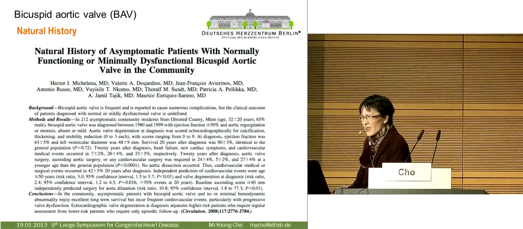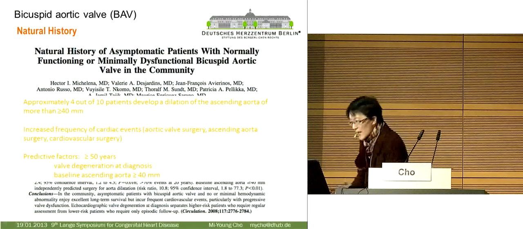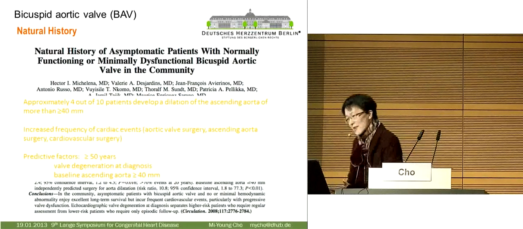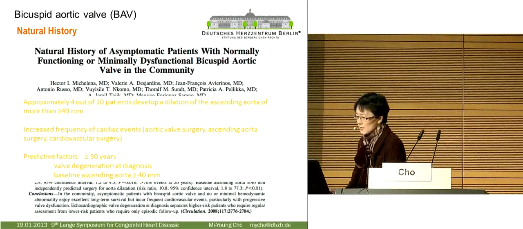And we didn't know much about the natural history of bicuspid aortic valve, but recently there were a couple of cohort studies, and Michelena followed people in Minnesota, and she showed that although they don't have any symptoms and they had normal functioning or minimally dysfunctional bicuspid aortic valve, approximately 4 out of 10 developed dilatation of the ascending aorta, more than 4 centimeters in diameter. And there was this increased frequency of cardiac events like aortic valve surgery or any other cardiovascular surgery.